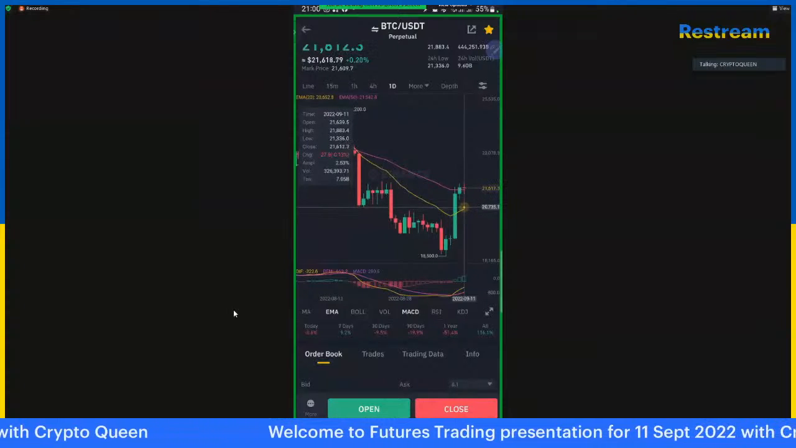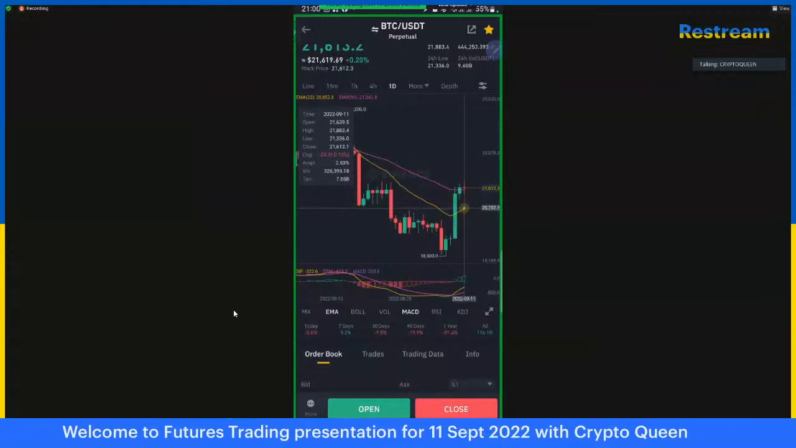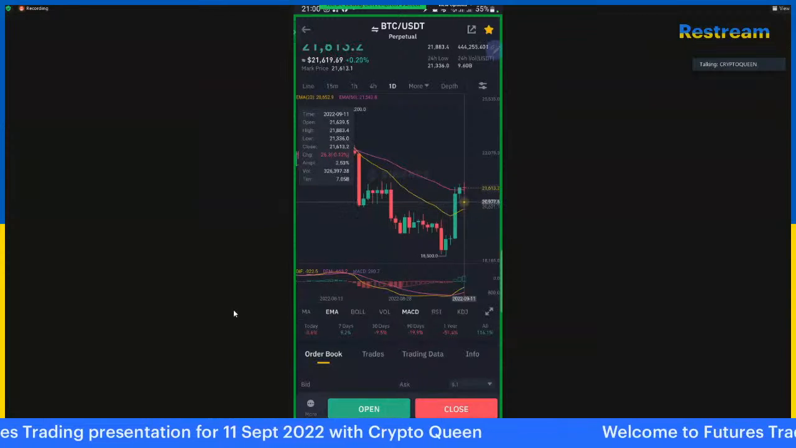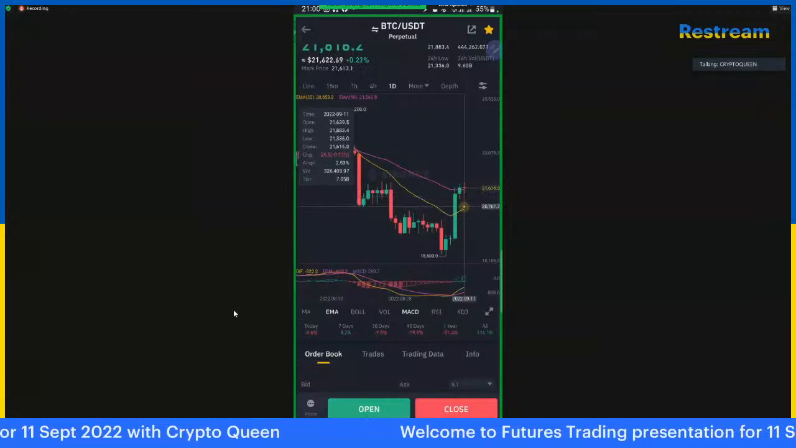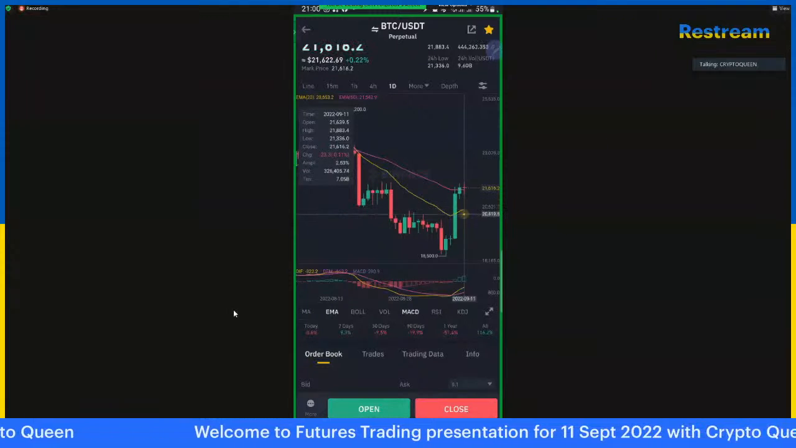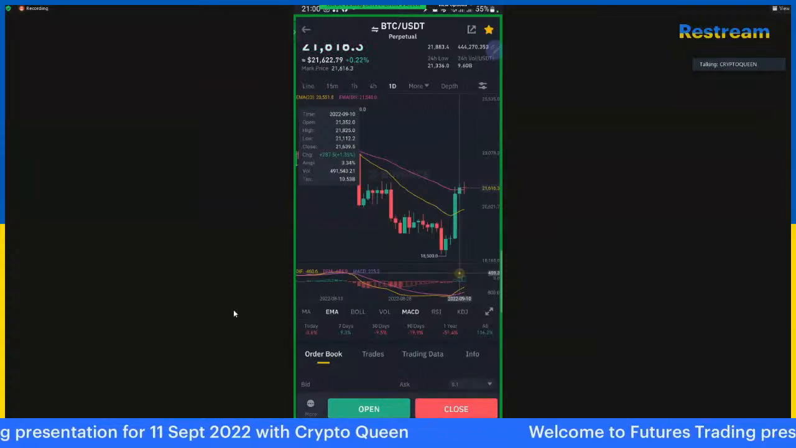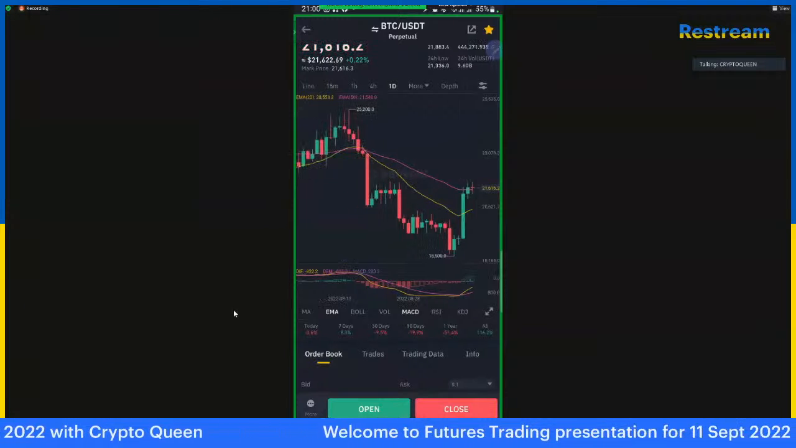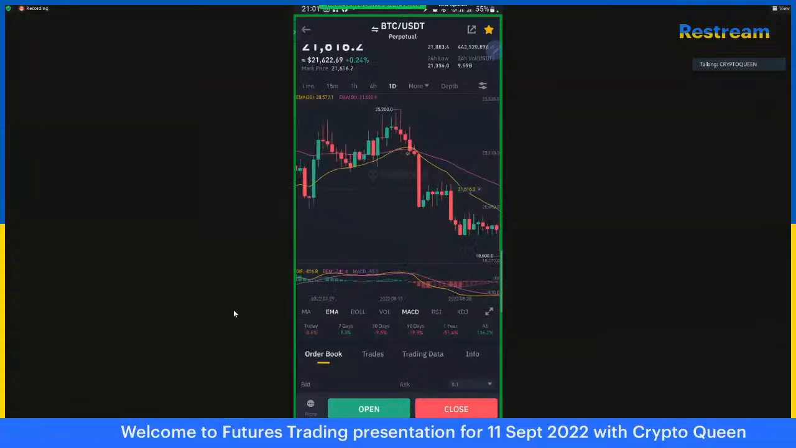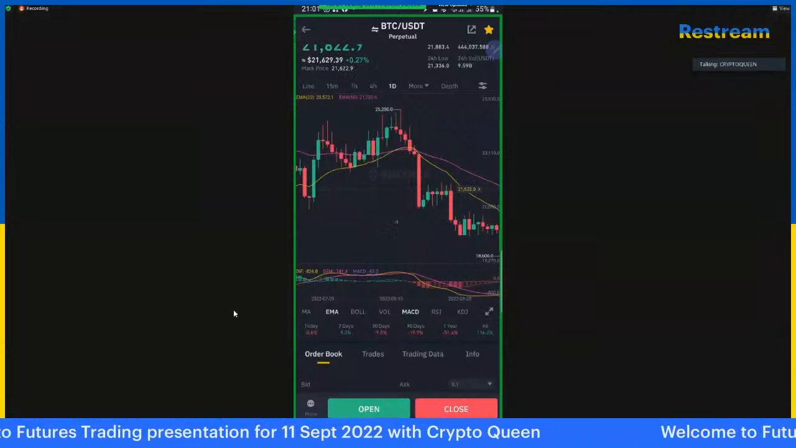When it holds this support here, if you want to enter this trade, you're going to wait. If you have not entered before it gets to this place, you're going to wait for this support to be broken before you start trading it downward. So that's it about how we could combine the exponential moving average with moving average convergence divergence.